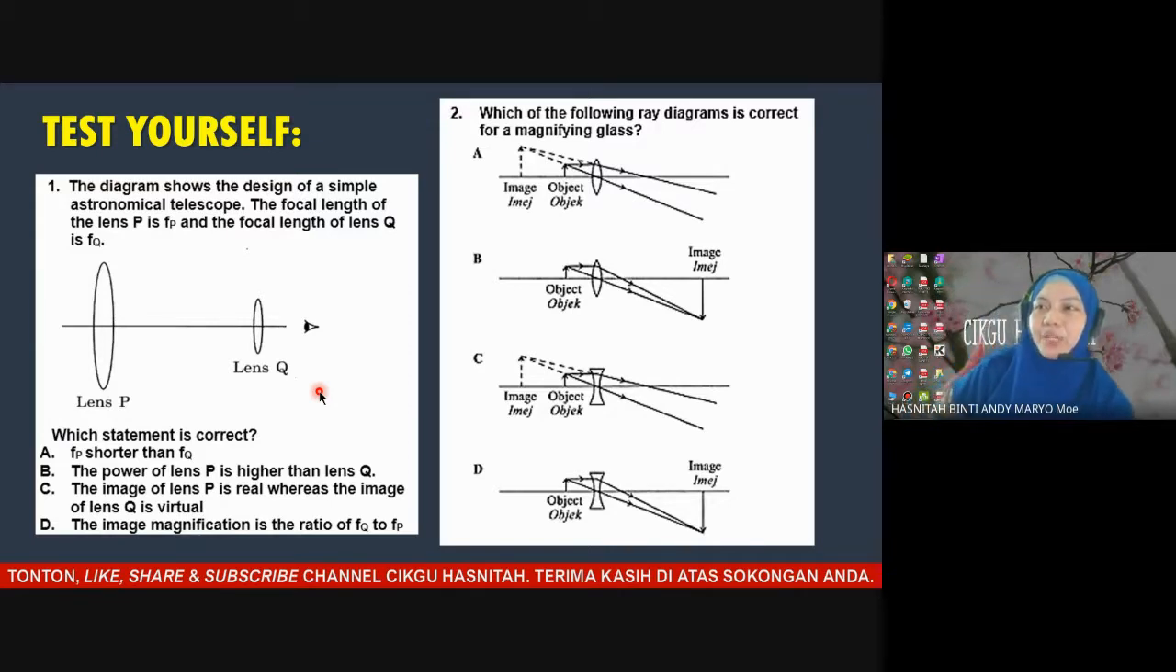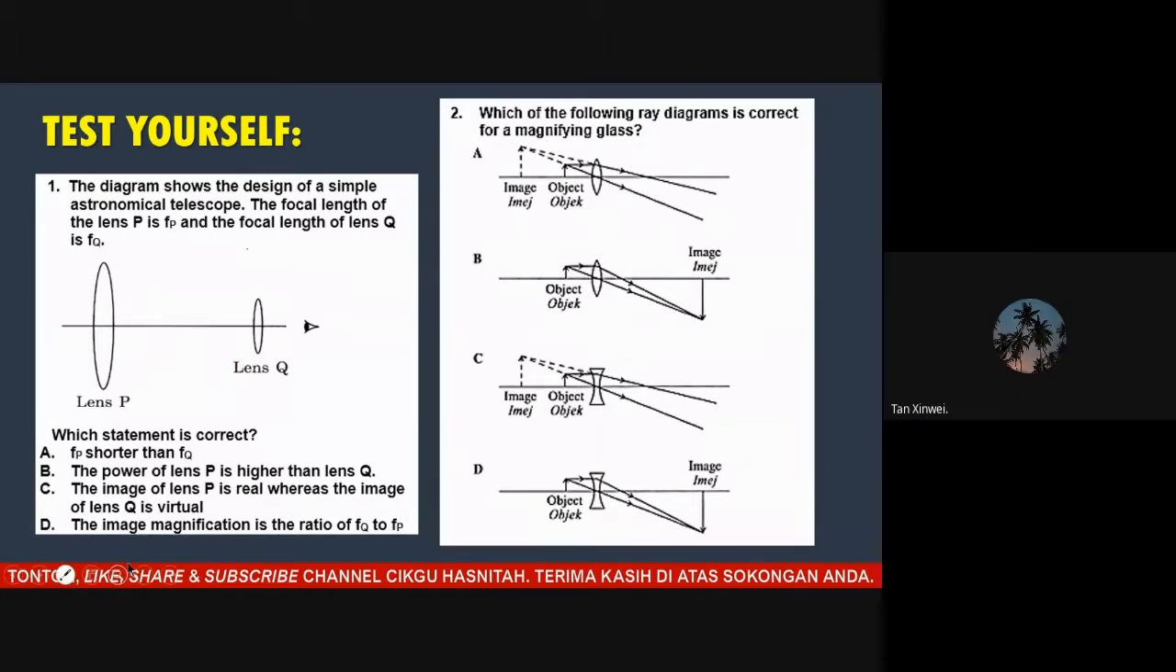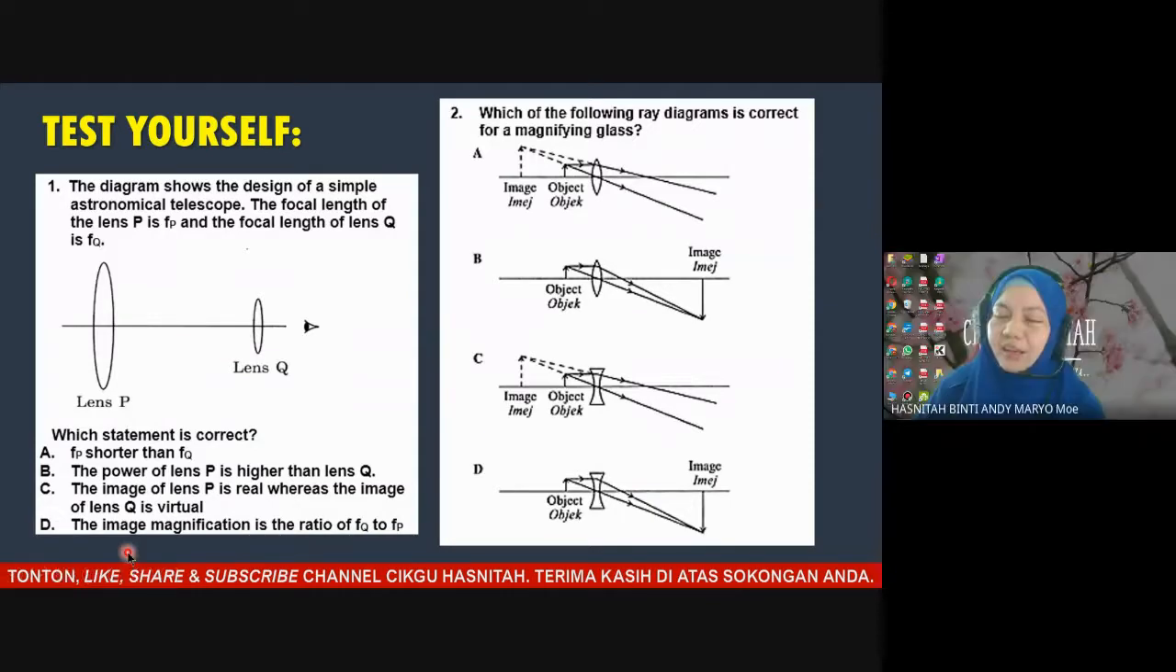Question number one, which one is the eyepiece, which one is the objective lens? Lens P, lens Q, anyone? Lens Q is the eyepiece, yes, very good. Lens Q is the eyepiece, lens P is the objective lens.